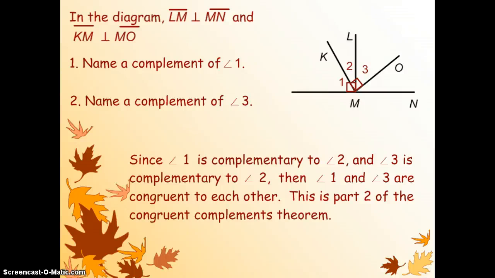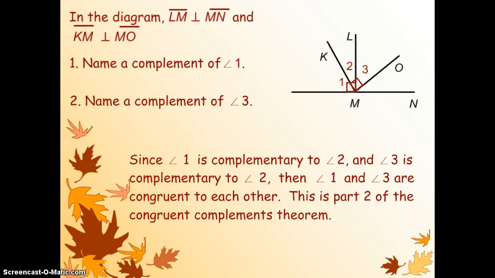Using that same theorem about the exterior sides being perpendicular lines, that the two angles are complementary, you should be able to figure out that 2 and 3 are complementary. Since angle 1 is complementary to angle 2, and angle 3 is complementary to angle 2, then 1 and 3 are congruent to each other.